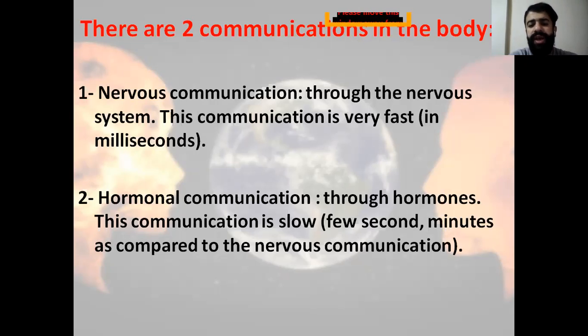The second type of communication is called hormonal communication. What is hormonal communication? It is the communication that occurs through hormones. And we will discuss the meaning of a hormone and what they do. This communication is different from nervous communication. It is very slow compared to the nervous one. It occurs in a few seconds. Pay attention here, a few seconds is very slow compared to the nervous one. Also, it may take about minutes. This is slow compared to the nervous, which is fast.